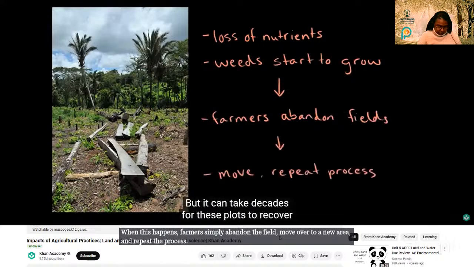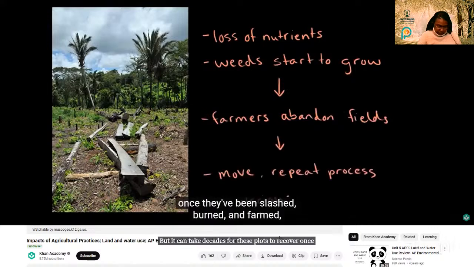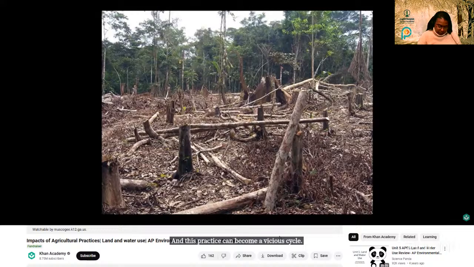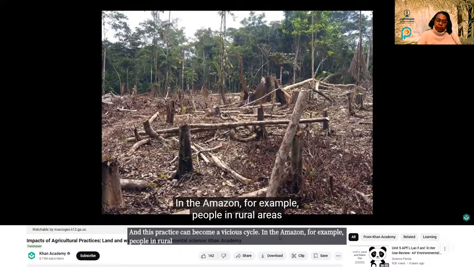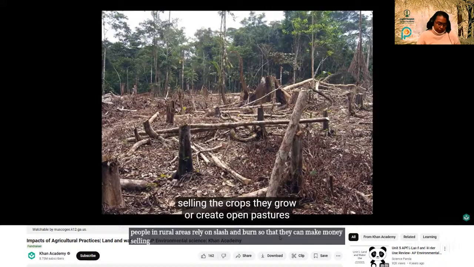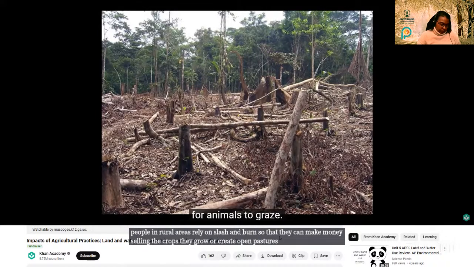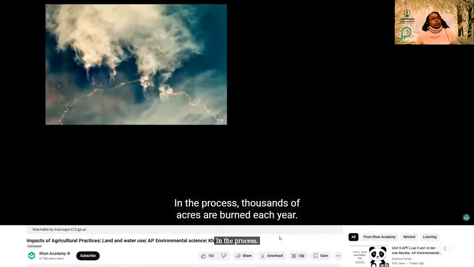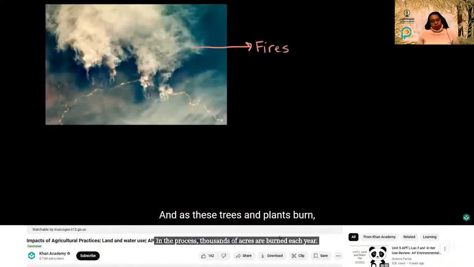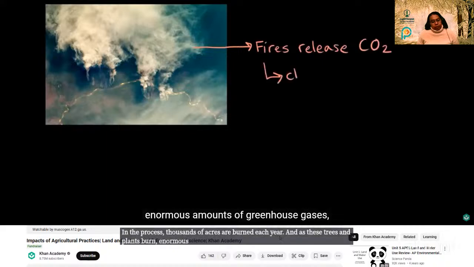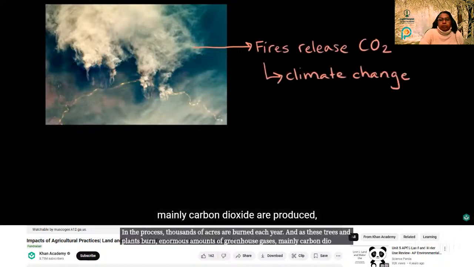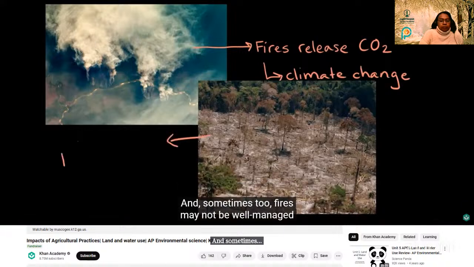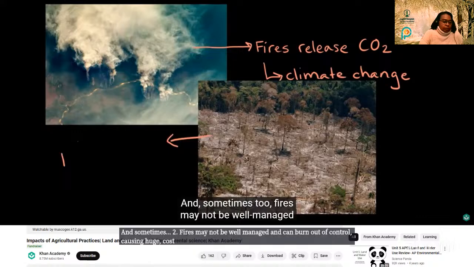But it can take decades for these plots to recover once they've been slashed, burned, and farmed, and this practice can become a vicious cycle. In the Amazon, for example, people in rural areas rely on slash and burn so that they can make money selling the crops they grow or create open pastures for animals to graze. In the process, thousands of acres are burned each year, and as these trees and plants burn, enormous amounts of greenhouse gases, mainly carbon dioxide, are produced, which contribute to climate change. And sometimes, too, fires may not be well managed and can burn out of control, causing huge, costly wildfires.